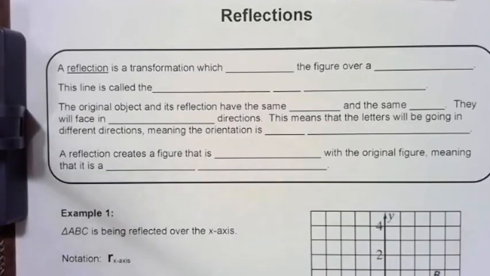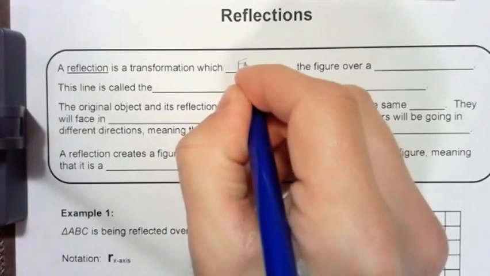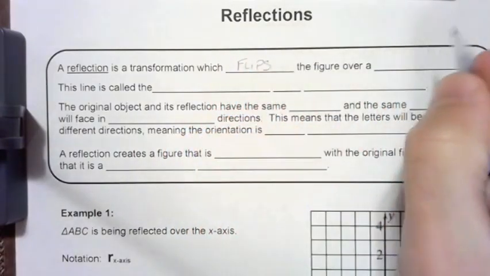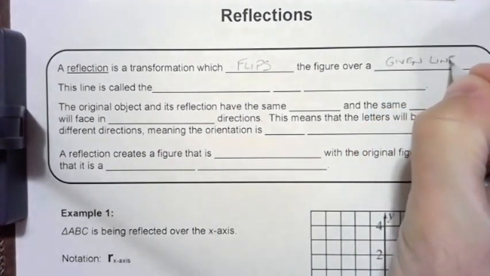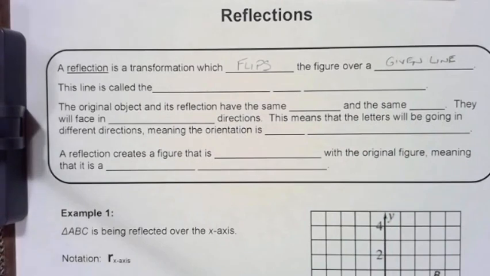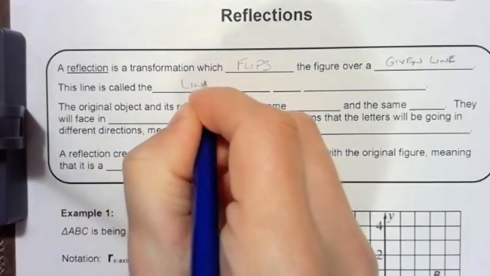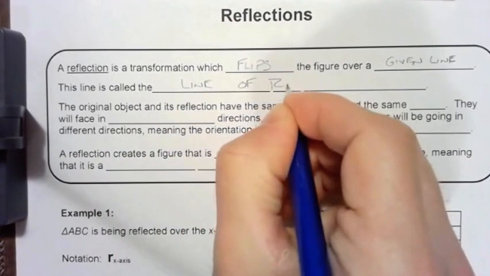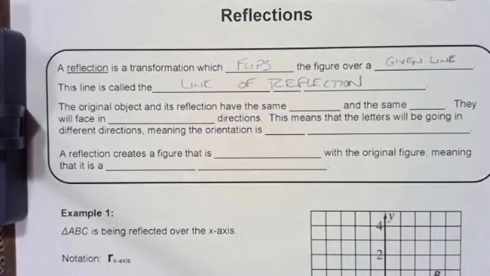In this video, we're going to be looking at reflections on the coordinate plane. A reflection is a transformation which flips the figure over a given line. We're going to take points and shapes and reflect them, so flipping them over a given line. This given line is called the line of reflection. The line that we flip over is called the line of reflection.